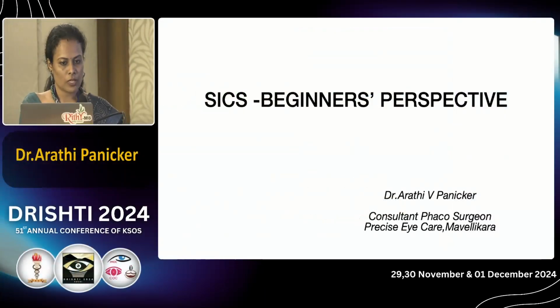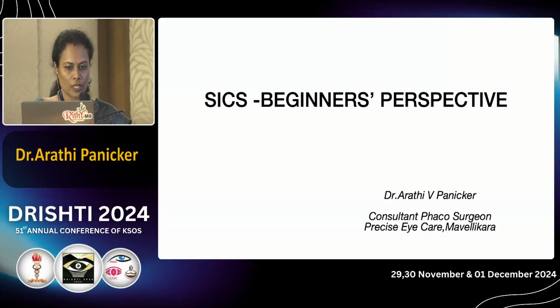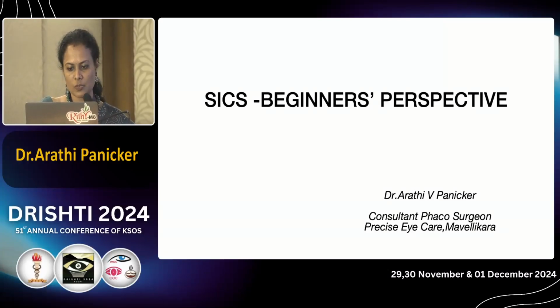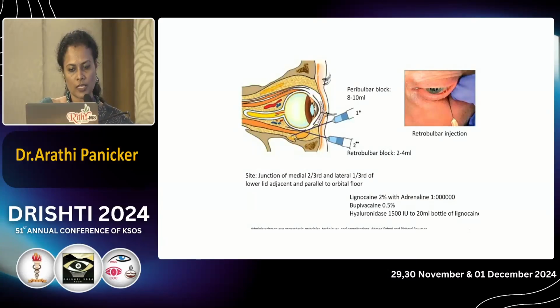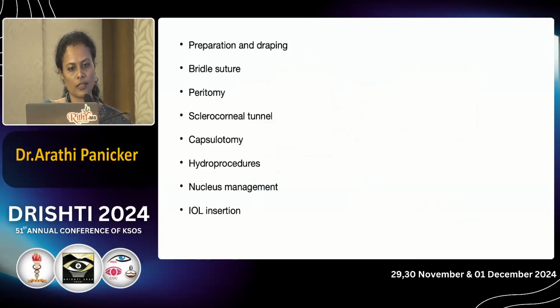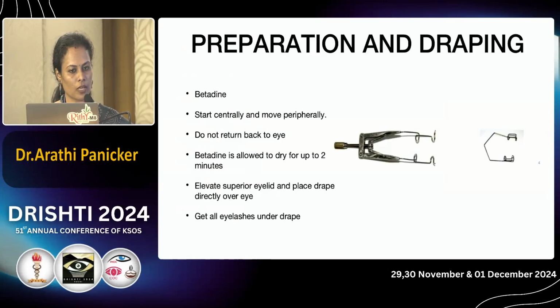Thank you. Good afternoon. I would like to take you through SICS from a beginner's perspective. The anesthesia can be peribulbar, retrobulbar, or subtenon's, and the initial steps include preparation and draping, putting a bridle suture, doing a conjunctival peritomy, sclerocorneal tunnel, capsulotomy, hydro procedures, nucleus prolapse and delivery, and the final step is IOL insertion.